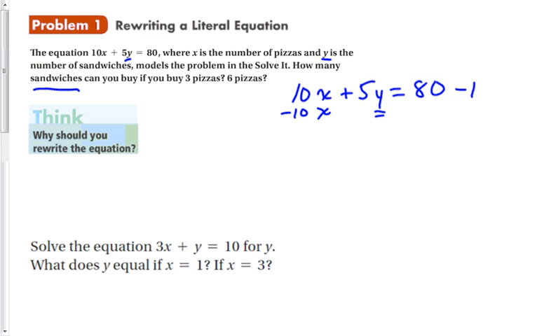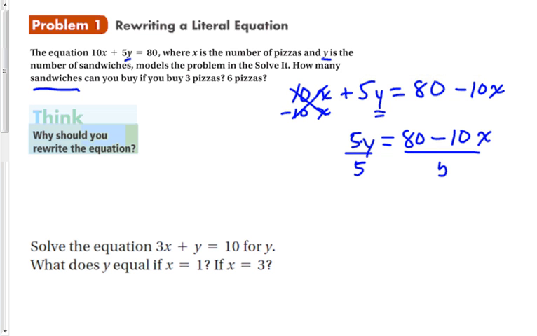And when you do that over here to this side, it's just an expression. 80 and 10x are not like terms, so you can't change them to 70x or something like that. You just have to leave the expression. But 10x minus 10x is 0, so that cancels that. And I now have this equation. And then since it's 5 times y, the way I would undo that is use the division property of equality and divide both sides by 5. That would be dividing everything by 5 or multiplying by 1/5 if you want to look at it that way. 5 divided by 5 is just 1y.